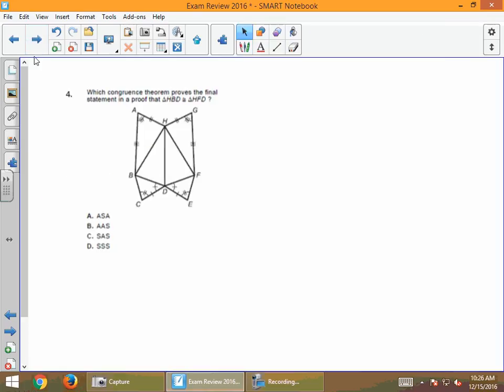Numero 4. All right, let's talk about 4. Which congruent theorem proves the final statement about the proof, triangle HBD and HFD? Well, let's figure out what they're asking for. It helps to visualize this a little bit. So I'm going to say HBD is that triangle right there. The other one is HFD, right there. Whoa! Need black there.